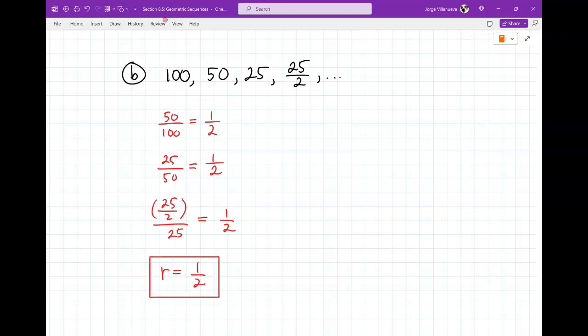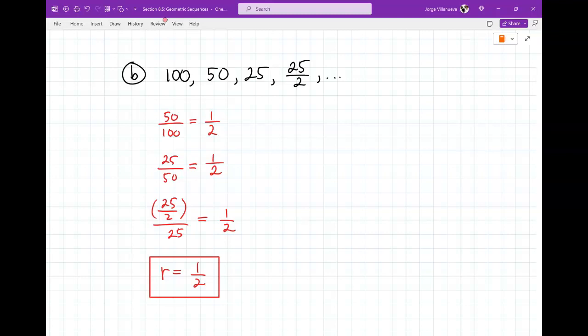Remember, the r value could be a fraction, it could be positive, negative, a whole number, or a decimal. It can be any kind of number, as long as it's consistently the same number every time you divide. So half, half, half, half, that means r equals half.